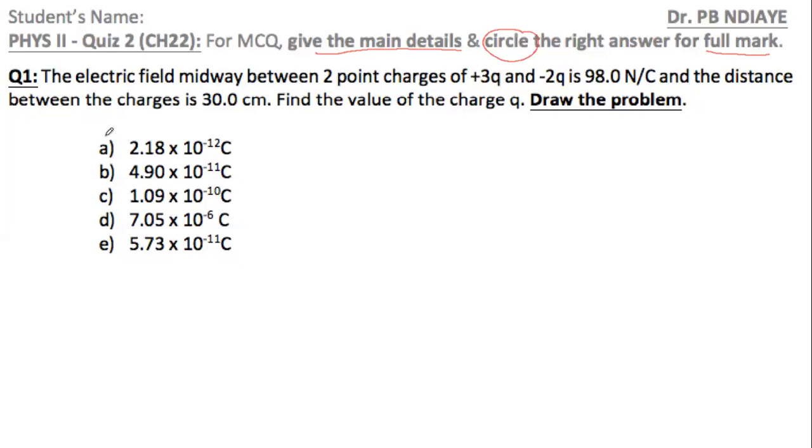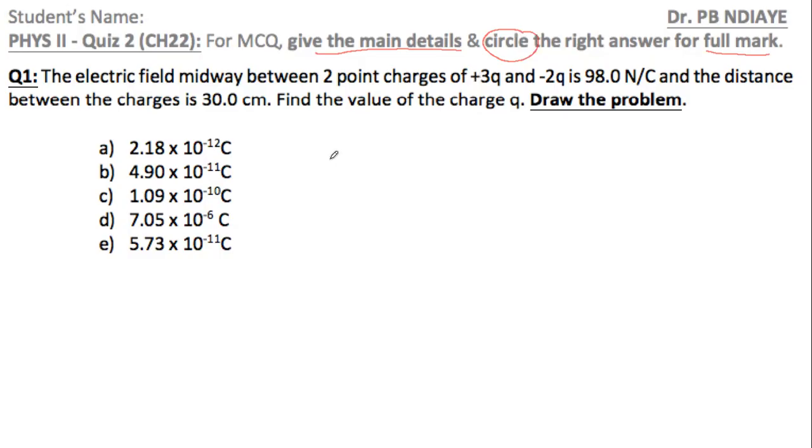Question number 1. The electric field midway between two point charges of plus 3Q and minus 2Q is 98 Newton per Coulomb, and the distance between the charges is 30 centimeters. Find the value of the charge Q. Of course, you draw the problem. You are in physics, you draw.